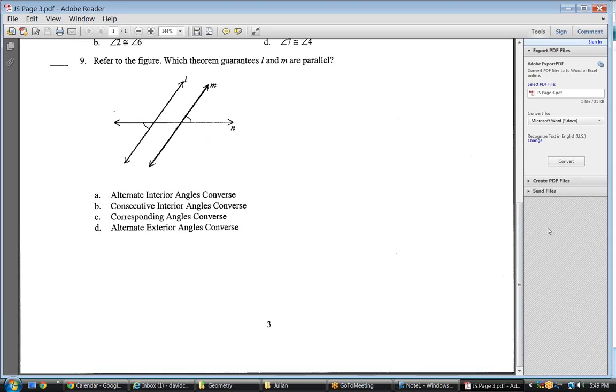Which theorem guarantees that L is parallel to M? Alternate exterior. Good.